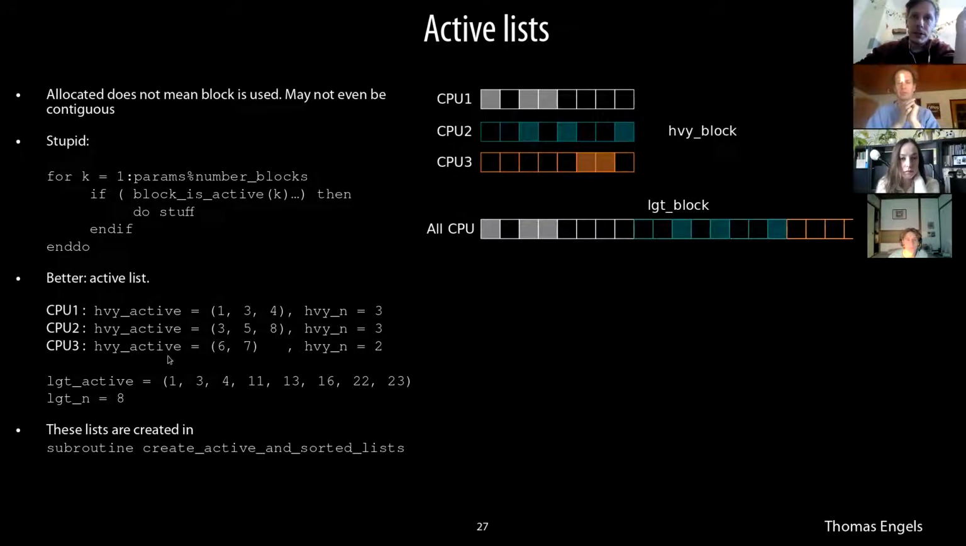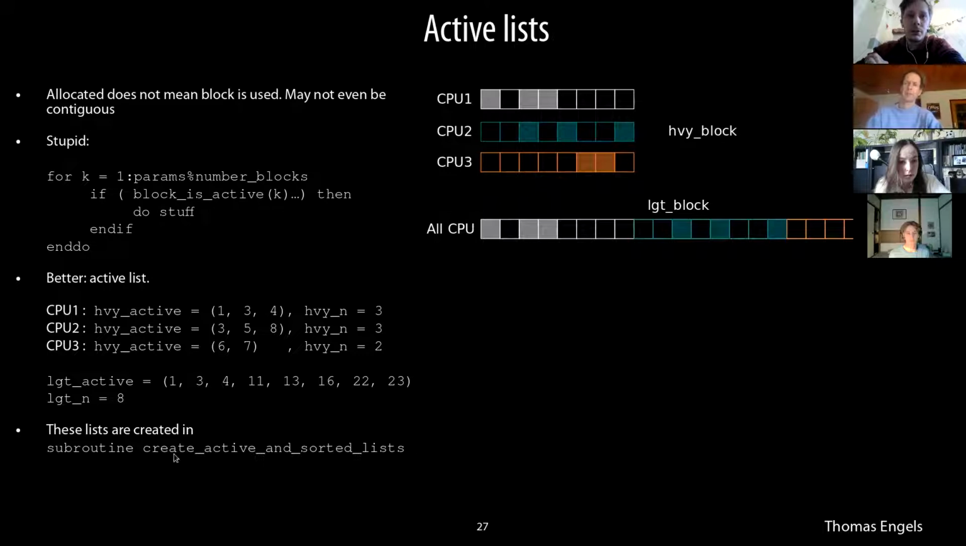Now, the heavy active list is for each CPU which blocks are active, and the light active list is globally which blocks are active, right? So this has a total of 8 active blocks, and it's just a union of all these entries, but of course converted to a light ID. For the 0 CPU, this is just 1, 3, 4. And for the second CPU, these indices over here correspond to 11, 13, and 16. And these 2 orange ones over here are 6 and 7 in heavy, but 22 and 23 in light. So this is the active list.